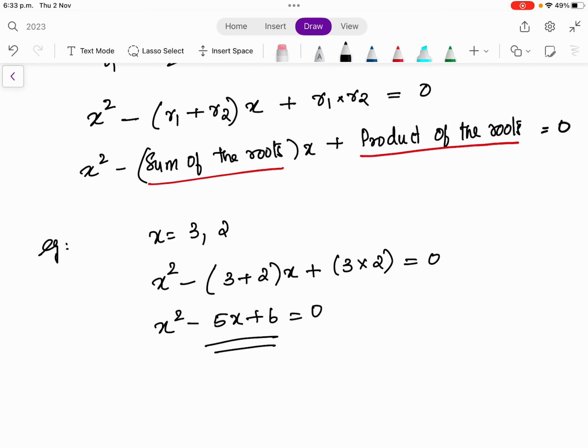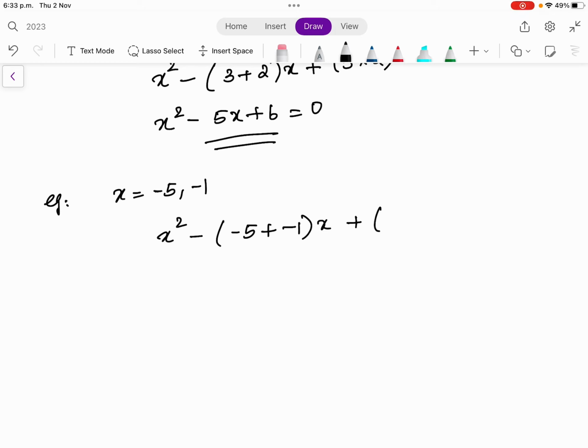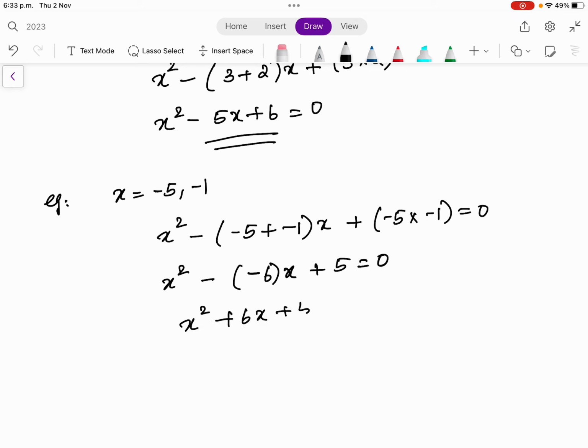Now let's take some examples of this one. If the roots of the equation are minus 5 and minus 1, I can directly write it as x squared minus (minus 5 plus minus 1) times x plus minus 5 times minus 1, which is equal to 0. So x squared minus (minus 6)x plus 5 is equal to 0, which is x squared plus 6x plus 5 is equal to 0.